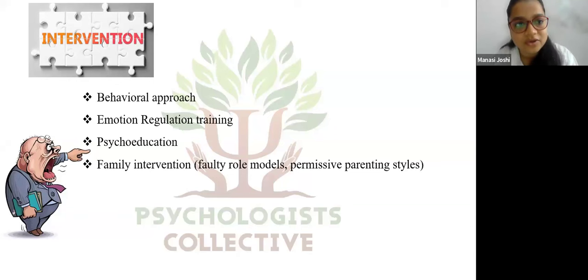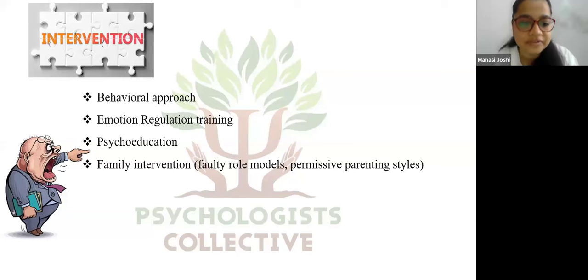Again, the cognitive approach towards emotional regulation is a little difficult for children who have ID as their diagnosis, because we are talking especially about aggression in children with ID. So more behavioral techniques of emotion regulation, say relaxation techniques, stop, think and relax techniques, are some of the techniques that can be more useful.